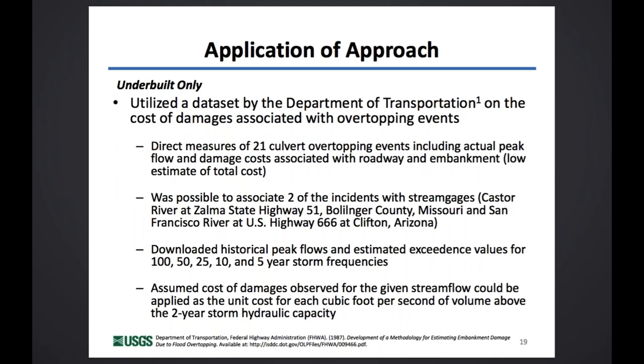And like I mentioned, we just looked at the underbuilt scenario. We had a lot of challenges finding data, but we did find one data set where there were 21 culvert overtopping events. And we used that. We associated a couple of those events with real gauges, and we looked at the different historical peak flows to estimate the exceedance values in terms of flooding for the different storm frequencies I mentioned, and developed cost damage functions associated with the different exceedance values for those storms.